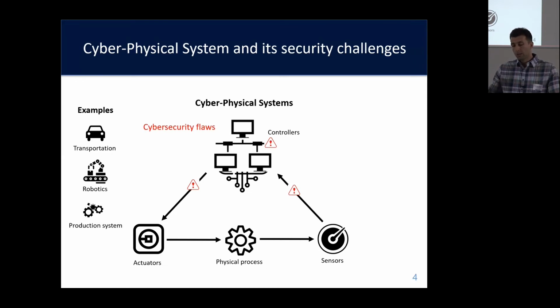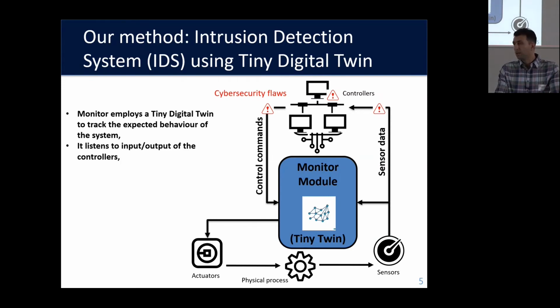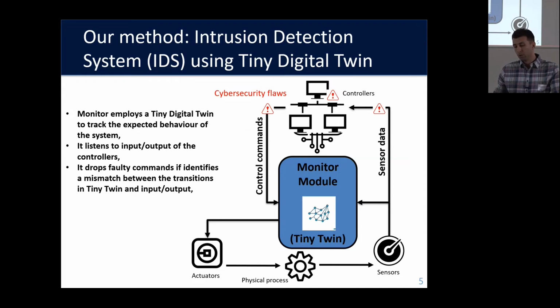Because the software layer has vulnerabilities that can be exploited by attackers, we can see incidents or bad impact in the physical layer. So our main idea is developing one software module that is placed between the controllers and the physical devices, listening to the sensor data and control commands, and deciding whether these packets are behaving based on the developed model or not.